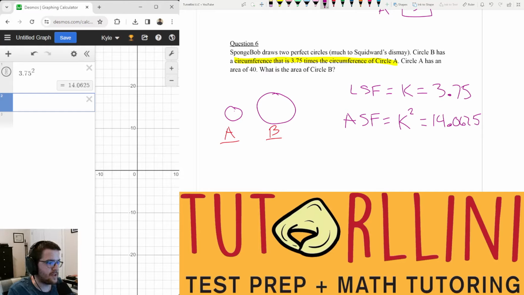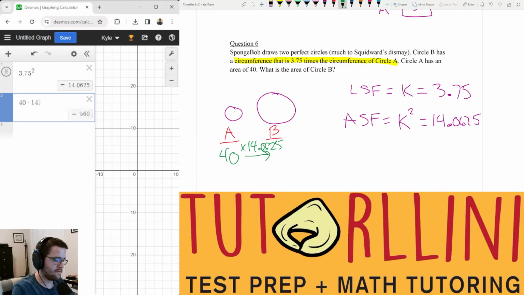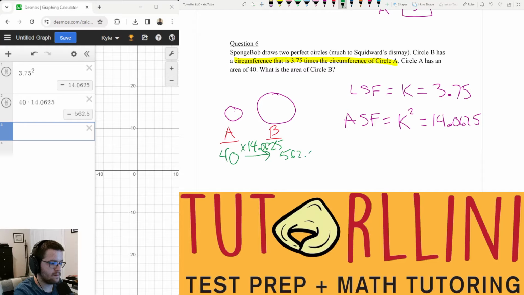Okay, so now circle A has an area of 40. That is the smaller one. So we're going to multiply by 14.0625. So let's do that on the next line. 40 times 14.0625. And I get 562.5. And I believe that would be the answer. So the area of B is 562.5.